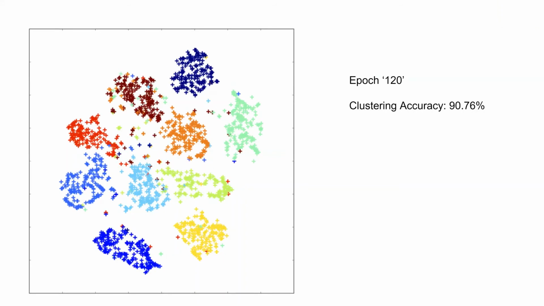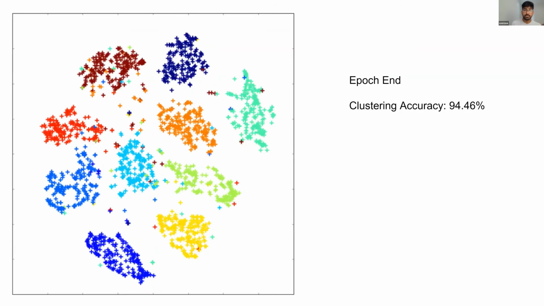This is for 120 epochs, which has 90.76% accuracy. Next slide. After iterating all the epochs, the maximum accuracy that we could achieve is 94.46 for the MNIST dataset. This is for the VaDE network. Because it is the MNIST dataset, you can see 10 different clusters, 10 different colored representations here.